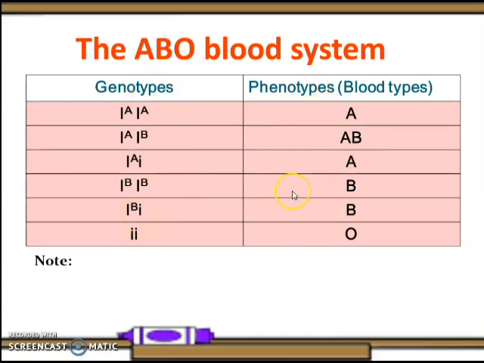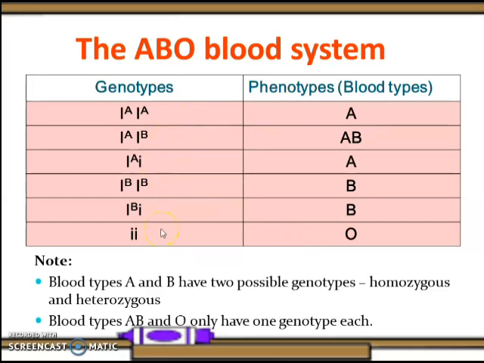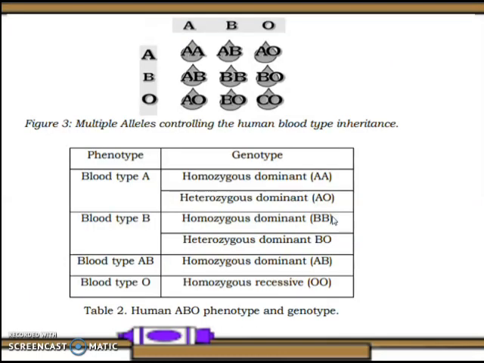Heterozygous IBi for blood type B and 2 small i's for blood type O. Take note, blood type A and B have 2 possible genotypes, homozygous and heterozygous. And blood type AB and O only have 1 genotype each. Now the genotype can also be represented in this way.